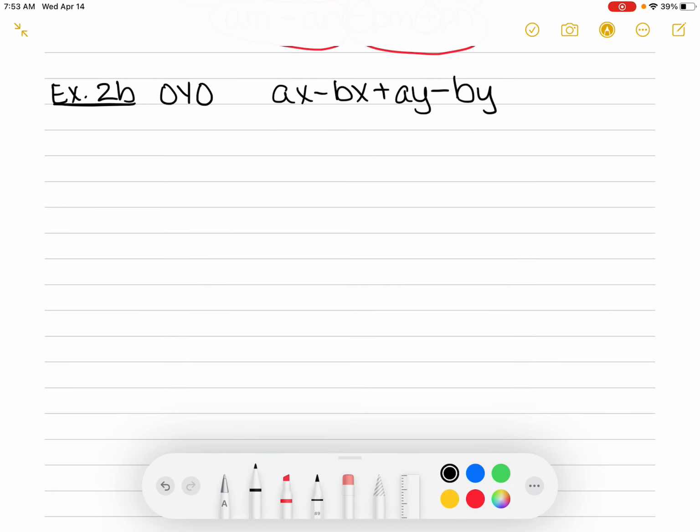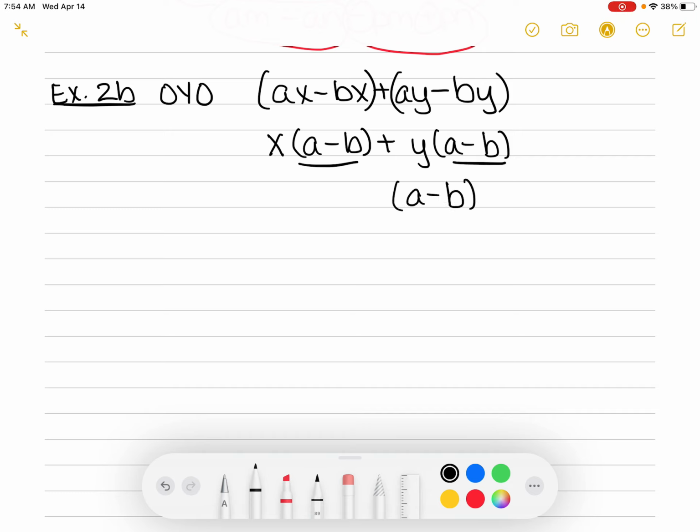Okay, now that you're back, you should have grouped these two together and these two together. Or you could have grouped the A's together and the B's together. It doesn't matter, you'll still get the same thing. So on this first one, if I take out an X, and on the second one, I'm going to take out a Y. And then you can see that these two are the same, so that's what I'm going to put at the end. And then these two, see what I double underlined, is going to go in the first parentheses. Or if you have your parentheses reversed, if you have A minus B times X plus Y, it doesn't matter, that's the same thing.